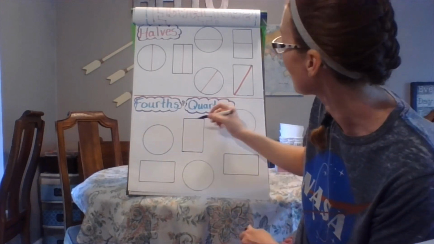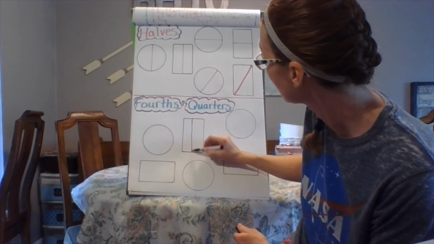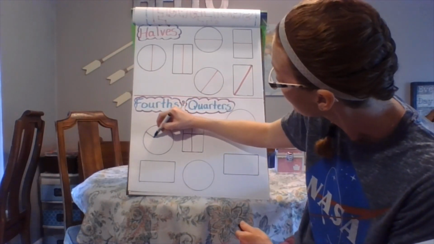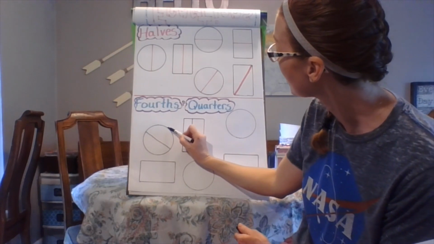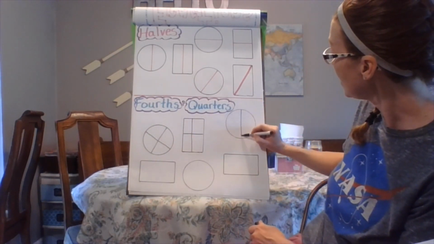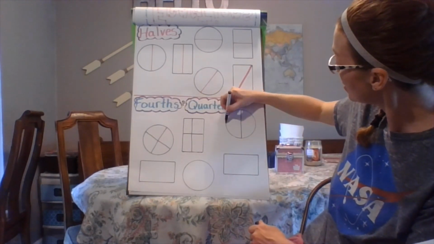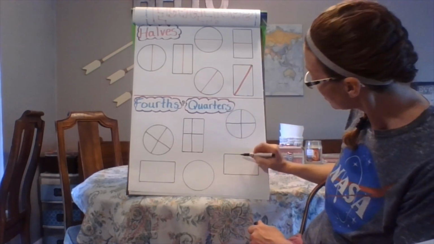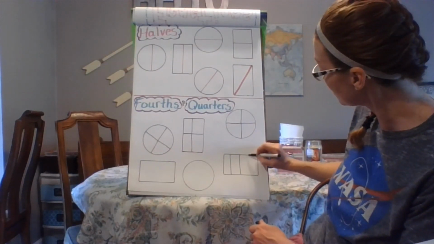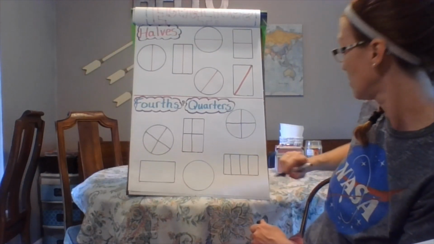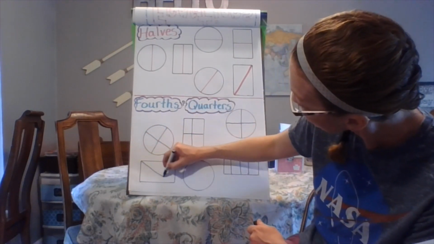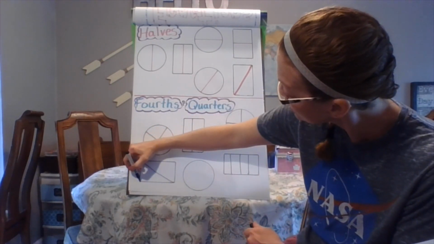quarters. Nice job. And there's lots of different ways we could make quarters. You could do it diagonally by making an X. You can make a T as long as they're equal. You could divide it in half that way and then half again. Ooh, this one is not the best. It's close though, right? Do diagonal that way.